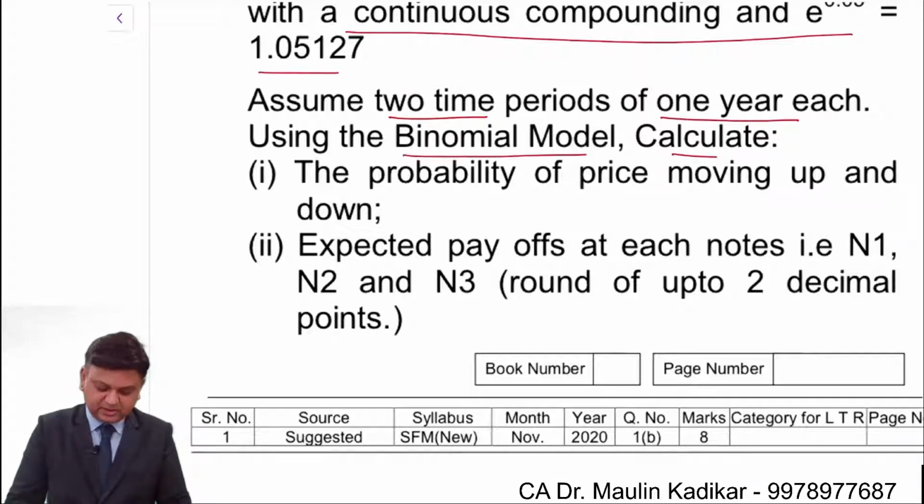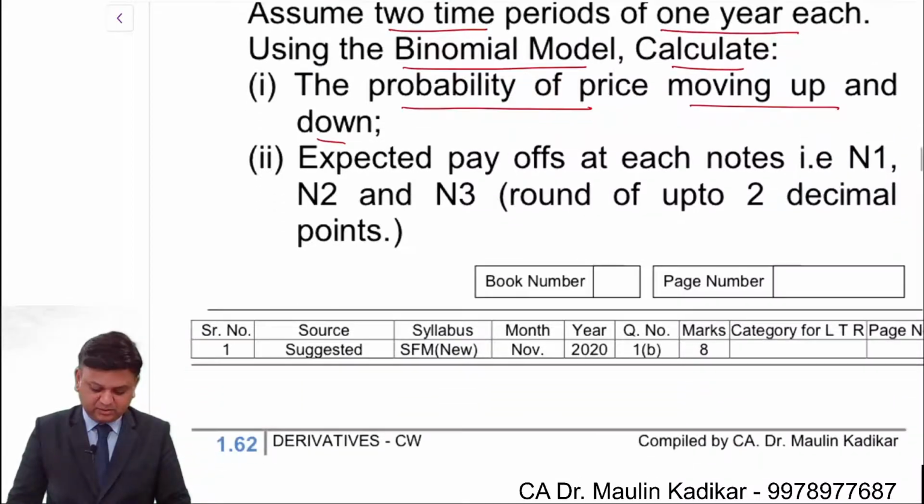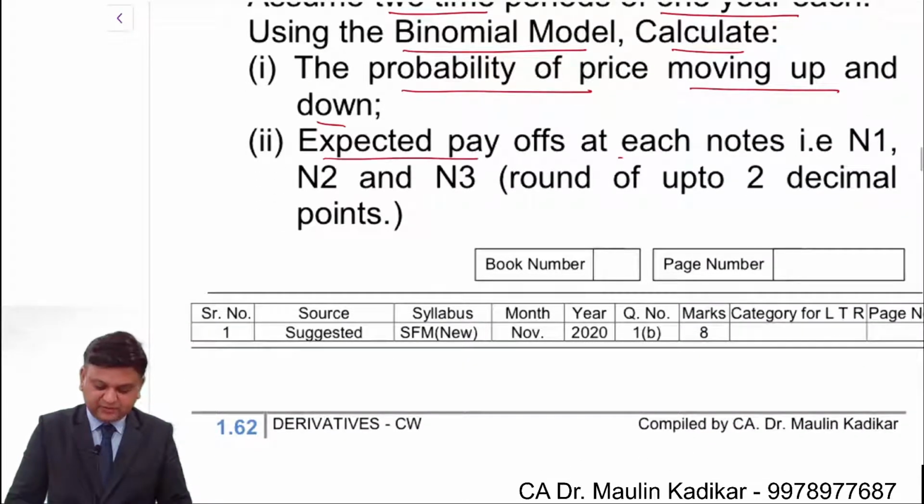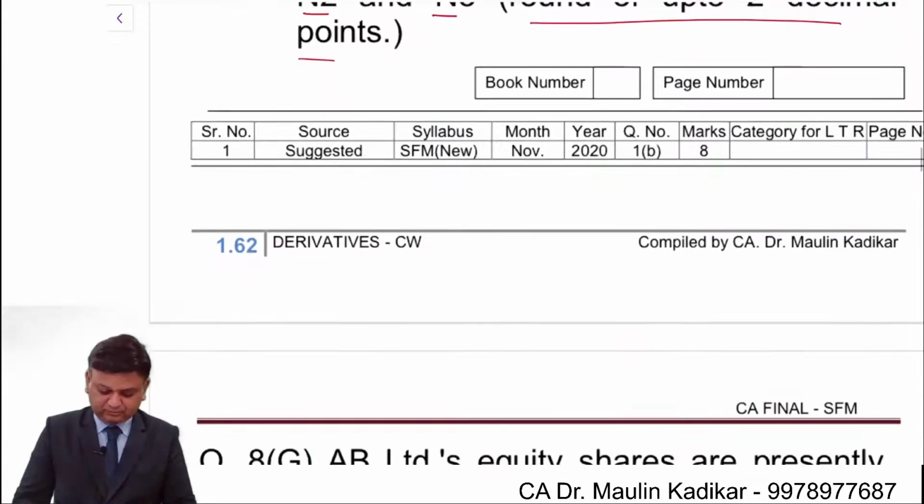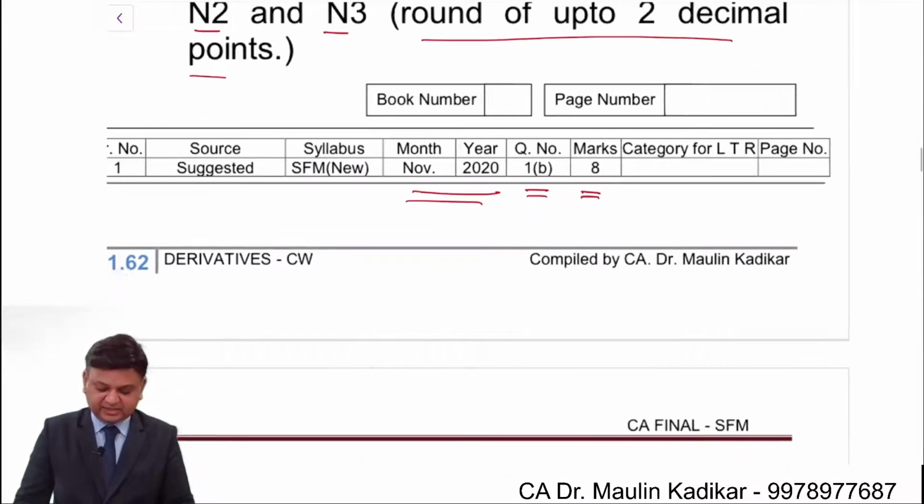Using the binomial method, calculate the probability of the price moving up and down and the expected payoff at the end of each node N1, N2, N3. Round off up to 2 decimal points. This is a question from November 20 examination. Question number 1B, it was asked for 8 marks in the examination.